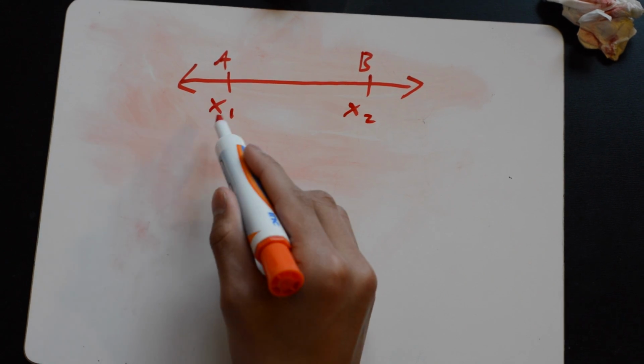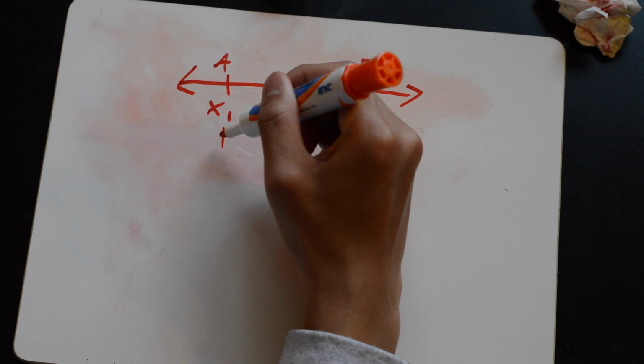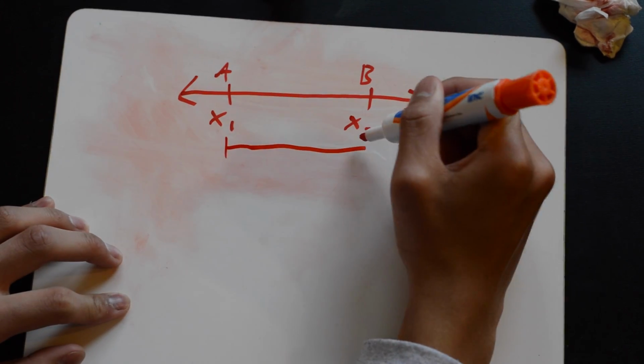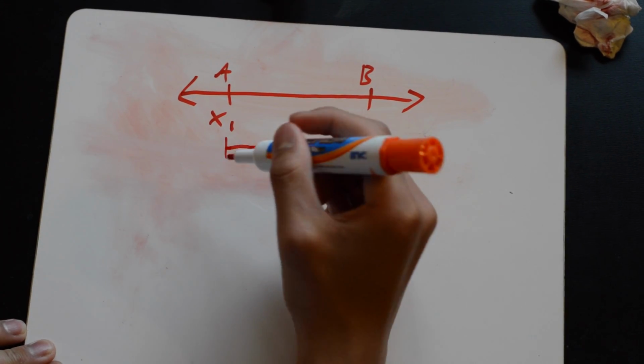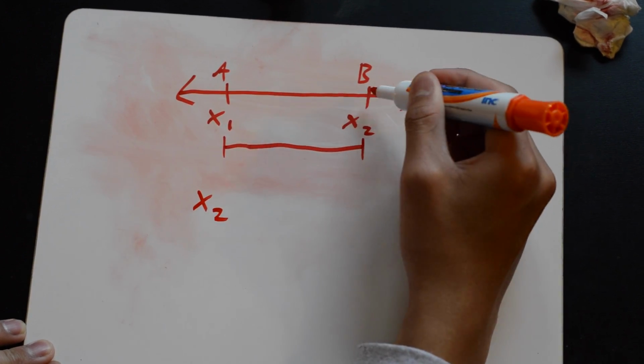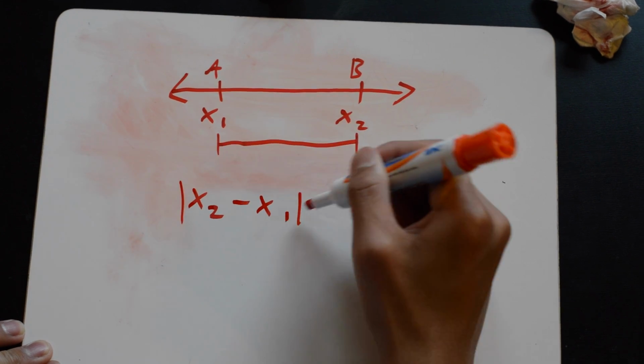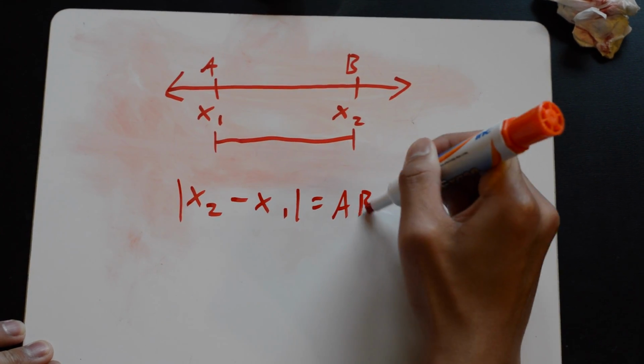So you have coordinates, and you want to find the distance between A and B. You would have to find the absolute value of x2, the coordinate of B, minus the coordinate of A. So that is the distance.